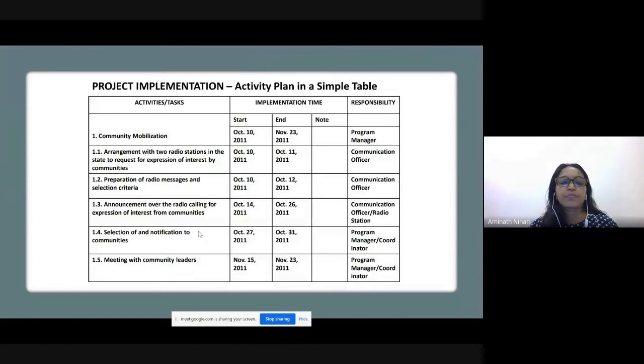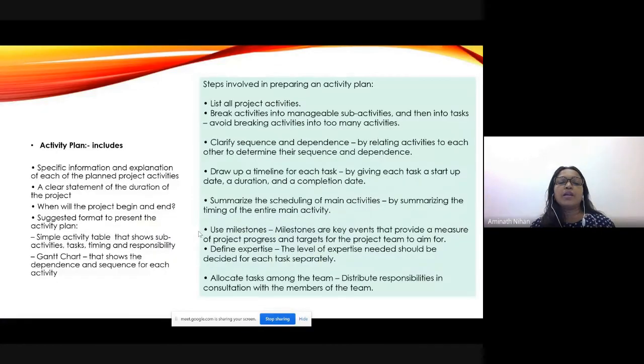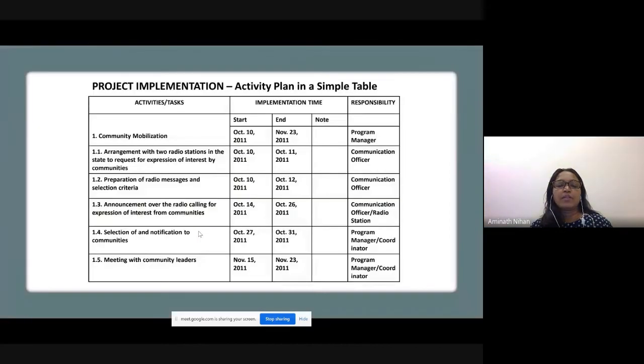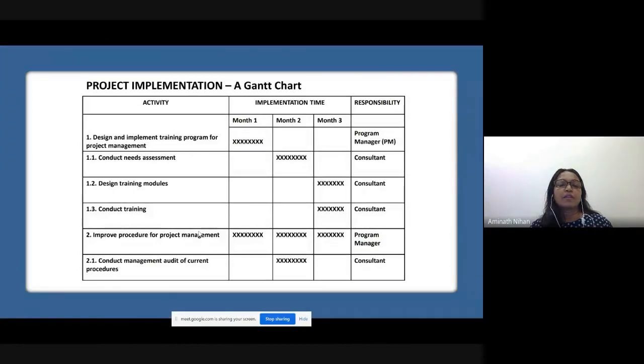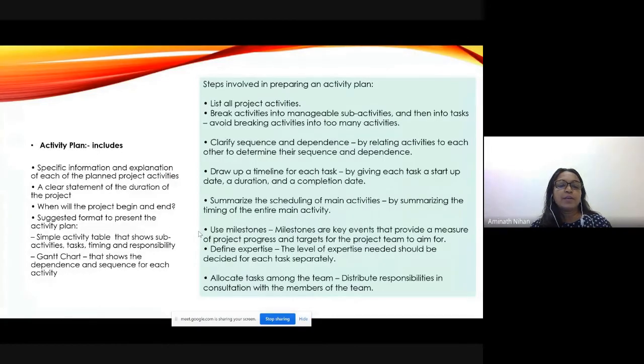So, okay, remember you are making an activity plan and a resource plan. So these are the ways that you can actually sequence the activities, right? Indicate the timelines and all that, okay? Right. So that is the simple activity table. So there are 2 ways you can make that. I said first is the suggested 2 formats. First is the simple activity table. Second one is the Gantt chart.